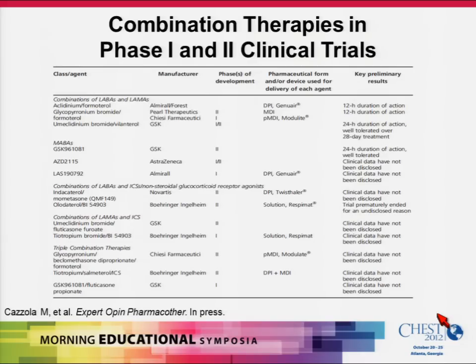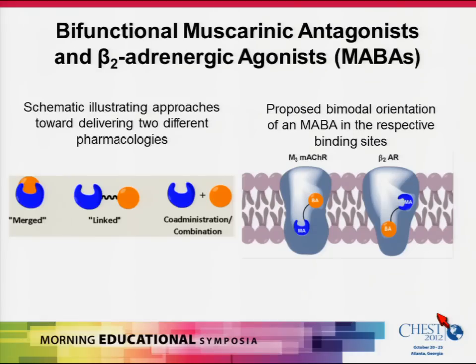We have several possibilities again. I have no time to enter in all these combinations, but you can see that all companies are trying to combine two bronchodilators with different mechanism of action, or a LABA with an inhaled corticosteroid, or even a LAMA with an inhaled corticosteroid. But what is really attracting is the possibility of having a single molecule able to block muscarinic receptors and to activate beta-2 receptors, what we call MABAs. And now GSK has presented the data coming from a large trial, a phase two large trial, to be honest, in which they were able to document that this compound was more effective than a beta-2 agonist and anti-muscarinic agents.